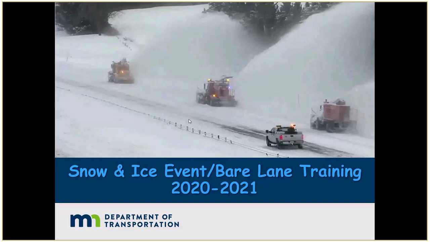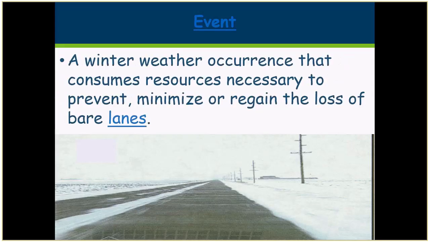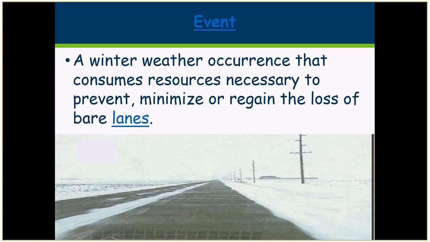I'm going to make this one about as quick as we can, but there's some information we need to go over every year, so let's give it a shot. First of all, we'll start with an event: a winter weather occurrence that consumes resources necessary to prevent, minimize, or regain the loss of bare lanes.